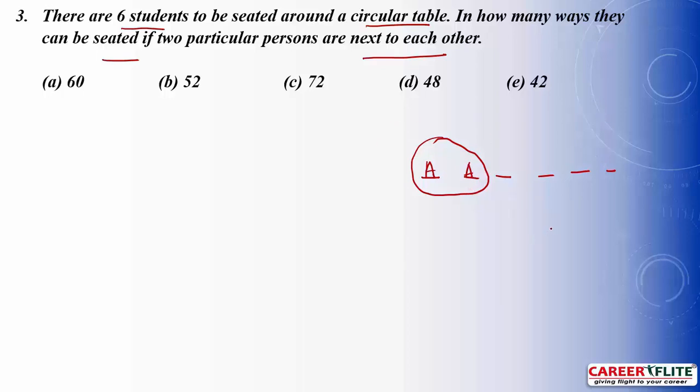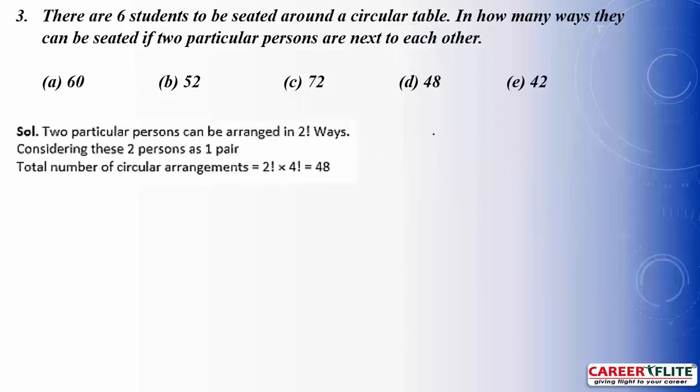For 6 students we can arrange in 6 factorial, but here it is given that 2 students always sit together. So how will we arrange it? Let us proceed to the solution. Since 2 students are always together, these 2 students will always occupy these places, and they can interchange between themselves. Since they are 2 students, they can be arranged between them in 2 factorial.